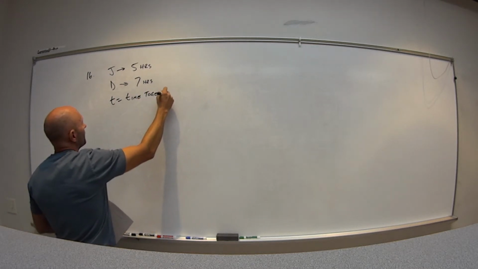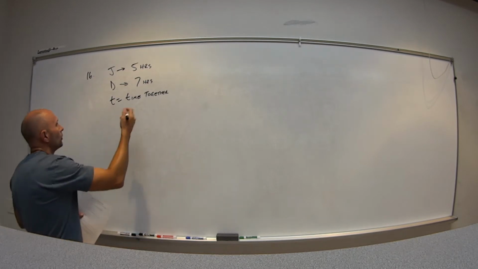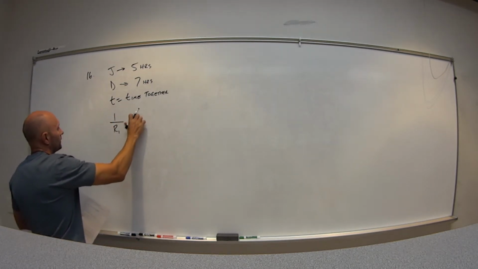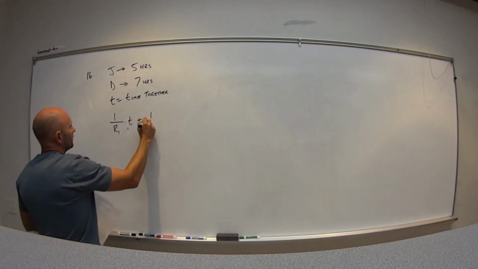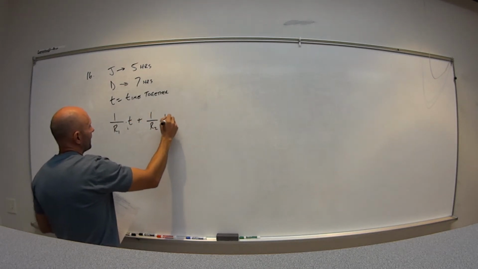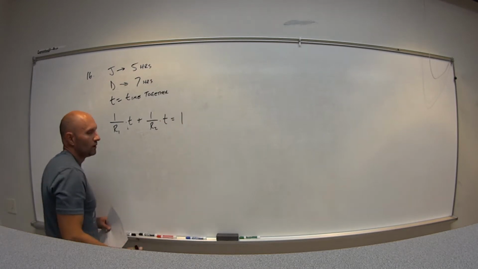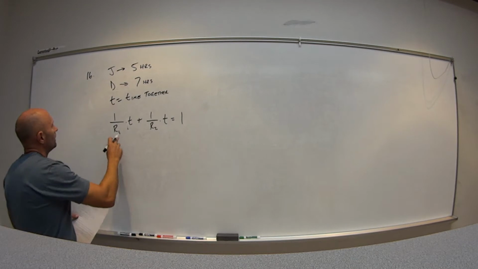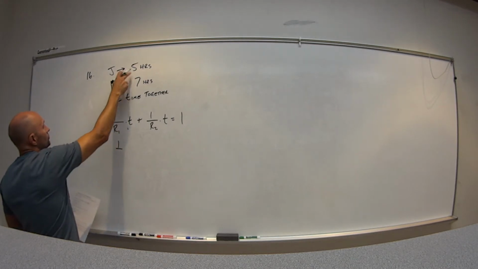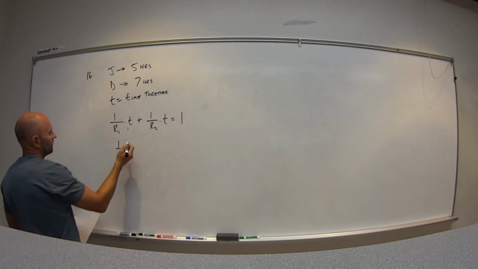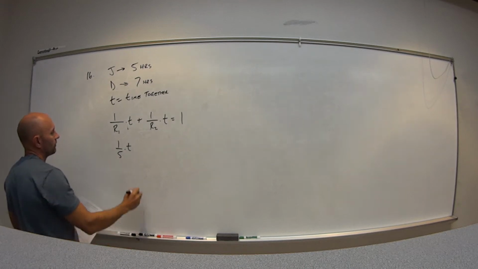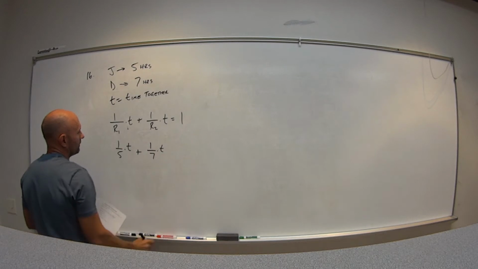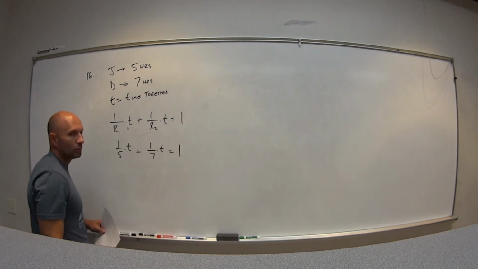And remember, this has the formula that we use for any work time problem. It's 1 over rate 1 times the time together plus 1 over rate 2 times the time together is the number of jobs, which in this case is 1. They're only painting one room. So 1 over Jerry is 5 times the time together, that's what we're trying to figure out, plus 1 over David, so 1 over 7 times the time together is equal to 1.